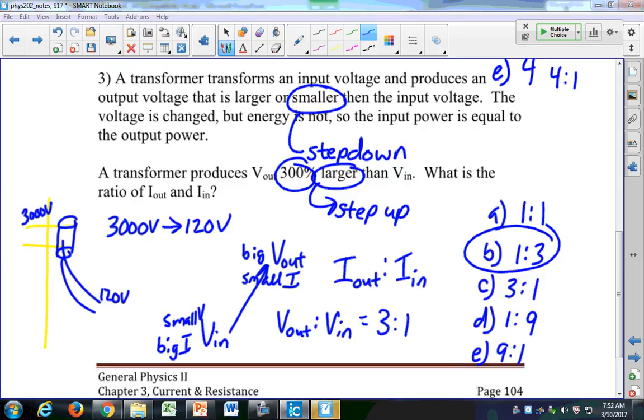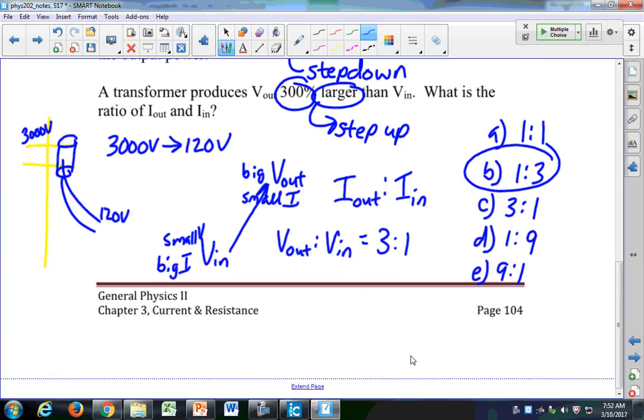Let me write the equation. If you're not buying that with the ratios, our power is equal to V times I. For V out, I'm increasing V by a factor of 3. It's a step up transformer. In order to keep the power constant, I have to decrease the current also by a factor of 3, or by a third. So when I do this, big voltage, small current, these cancel out. I'm still having the same power output.